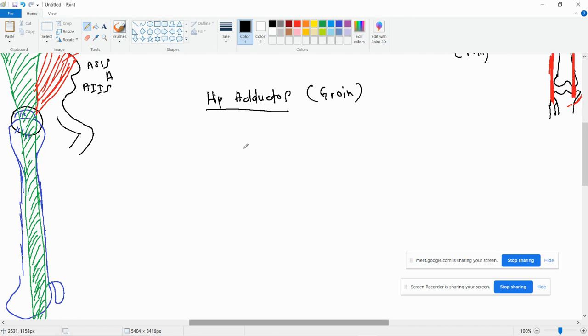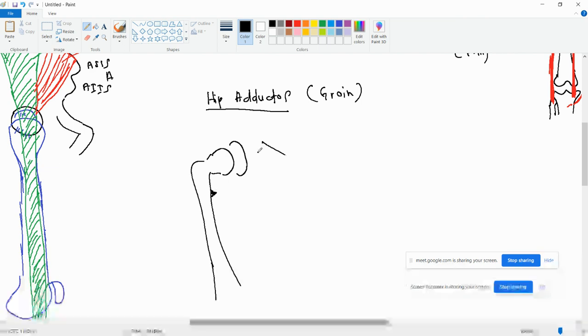What you should know about the hip adductors basically, these muscles: this is your acetabulum, right? This is your femur anteriorly, and your lesser trochanter. A simple diagram over here, class. This is your superior ramus of pubis, this is the body of pubis, and this is the inferior ramus of pubis, class, and a very thick area over here.